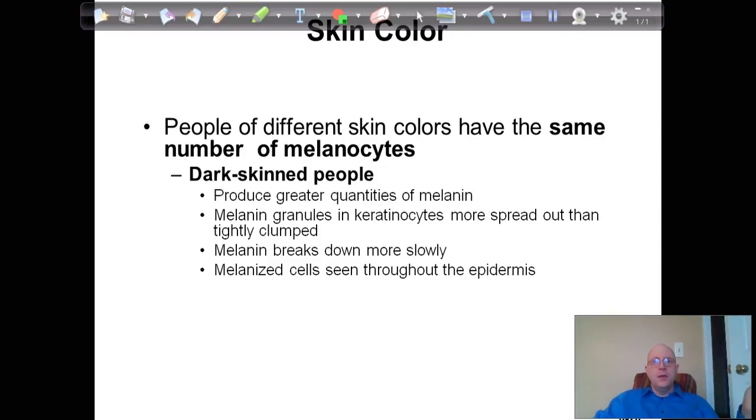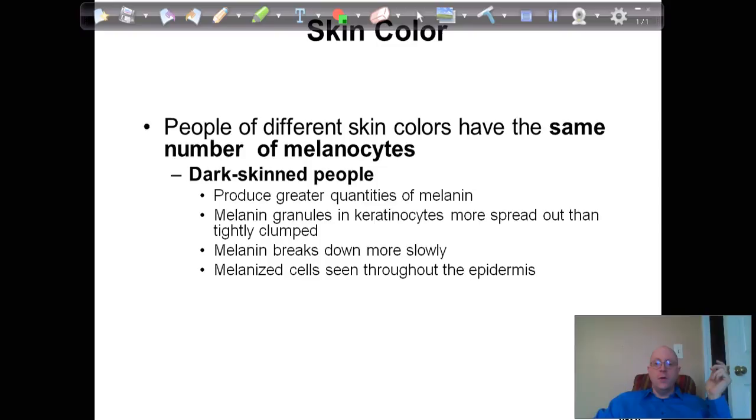So that means it appears more in the dead cells rather than the living cells, making it seem a little bit more yellowish. So if you have calluses on your hands or anyplace else, then take a look at that skin and you'll see that it does have more of a yellowish cast to it because of the carotene pigment present as opposed to melanin, which is in the living sections of your skin. Okay? So, this is something I mentioned before. People with different skin colors have the same number of melanocytes, but dark-skinned people have more melanin coming out of those cells.